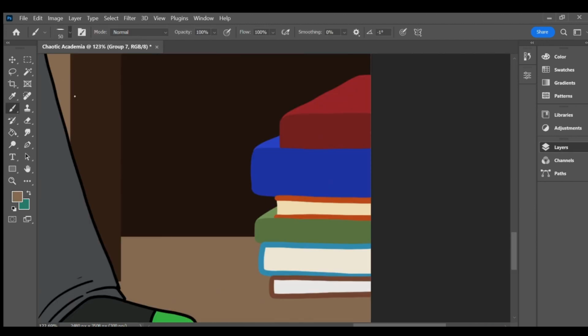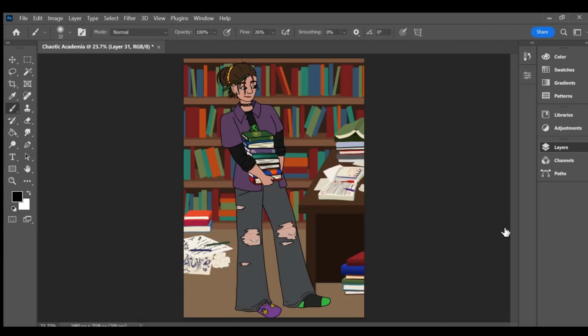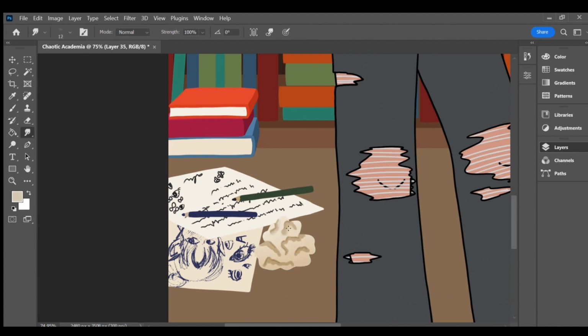Chaotic Academia clothing can also just be what's comfortable. It can be jeans and an oversized sweater or a hoodie you wear every day. Makeup can be messy or not used at all, and hair can be anything unkempt. For example, a quick messy bun or ponytail, or braids that have frayed from being worn for days.